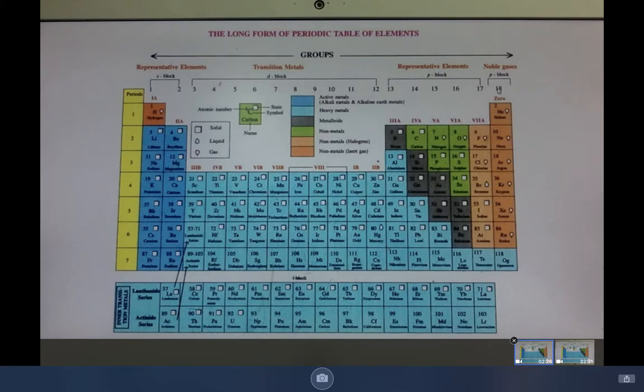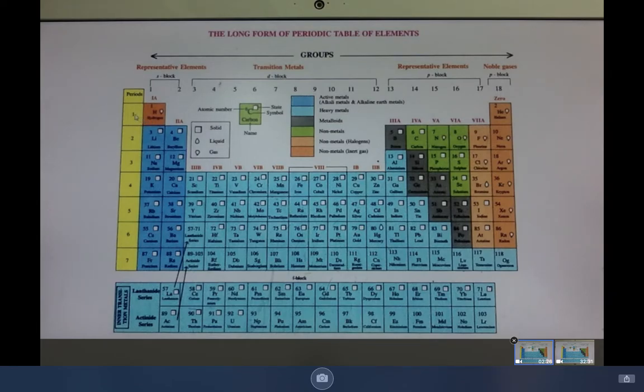18 vertical columns known as groups. 7 horizontal rows known as periods. Now we'll take one period at a time. Pay attention very, very carefully because this is what is going to lead to the rest of the chapter.